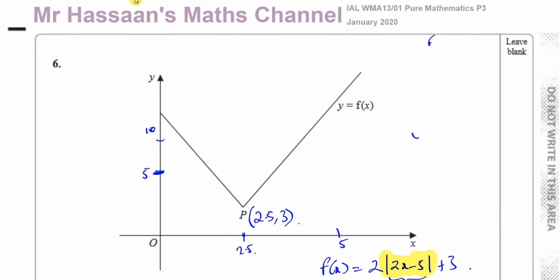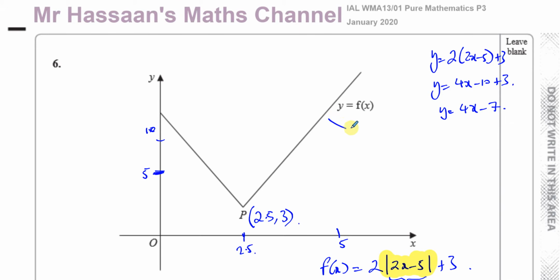What I will do is I'll say one of these is the positive part of the graph, and one of these is the negative argument. The positive argument is when you leave it as it is. So you've got y equals 2 times 2x minus 5, plus 3. This is the positive argument of the graph. So that's going to be y equals 4x minus 10 plus 3. So you're going to have y equals 4x minus 7. That's obviously this part of the graph, the one with the positive gradient.